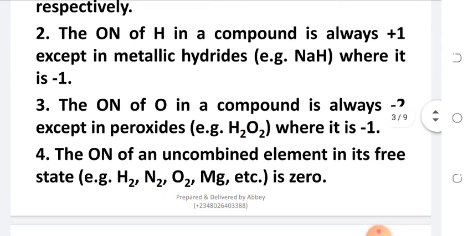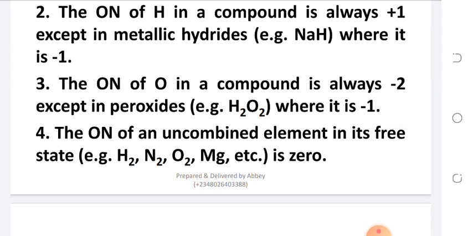Moving on to number 3, the oxidation number of oxygen in a compound is always -2. Oxygen always gains 2 electrons, and as a result has a charge of O2-. Therefore, the oxidation number of oxygen in most compounds is -2. An exception to that, just like in the case of hydrogen, is peroxides, for example, hydrogen peroxide.